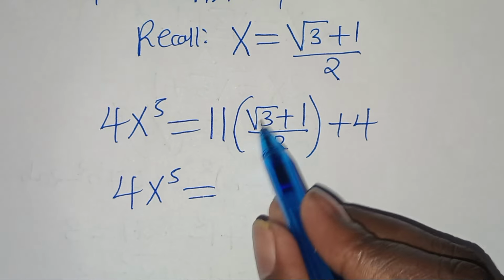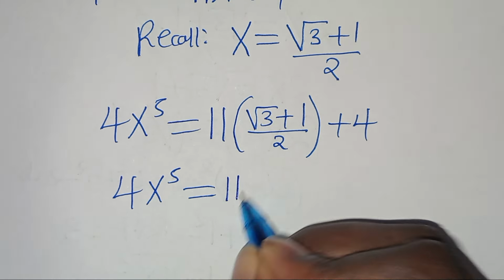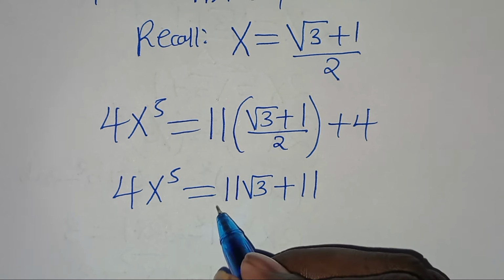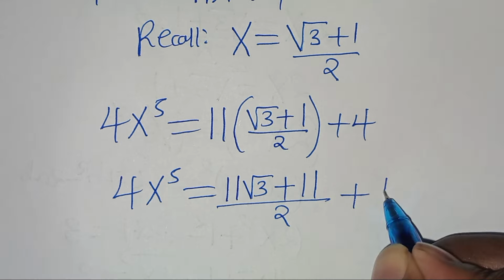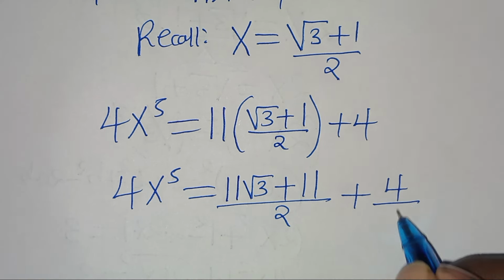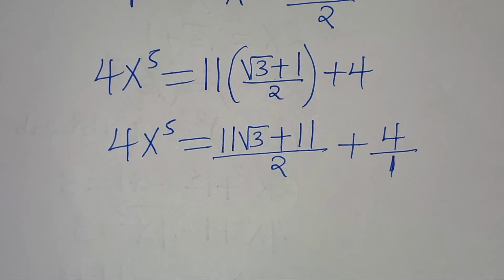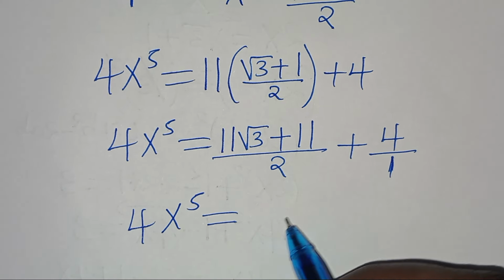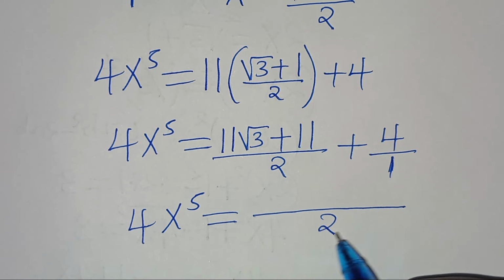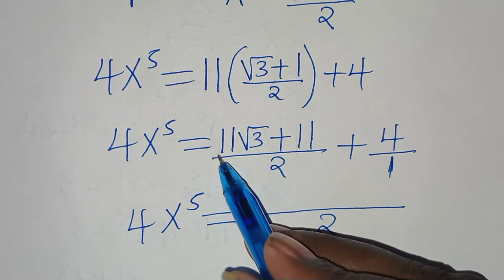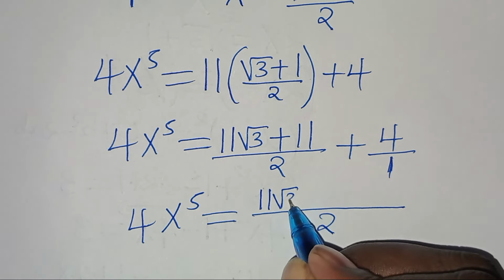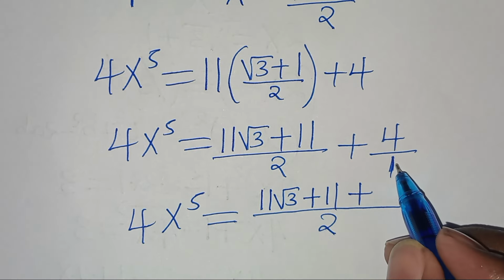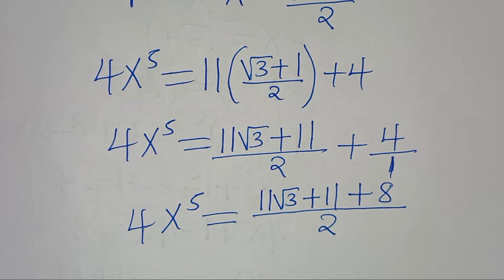This is equal to 11 times root 3. This is 11 root 3. Then plus 11 times 1. This is 11 divided by 2. Then plus 4. 4 is our number, so this is over 1. Now we have 4x to the power of 5. This is equal to, now we have the LCM here equal to 2. So 2 divided by 2 is 1. 1 times 11 root 3, then plus 11, then plus 2 divided by 1 is 2 times 4. This is 8.